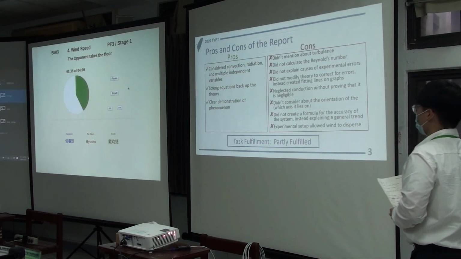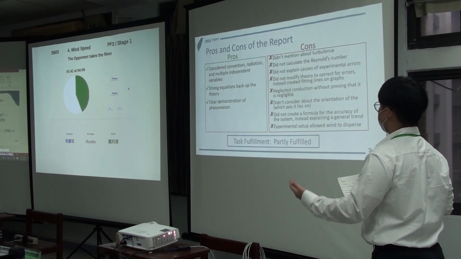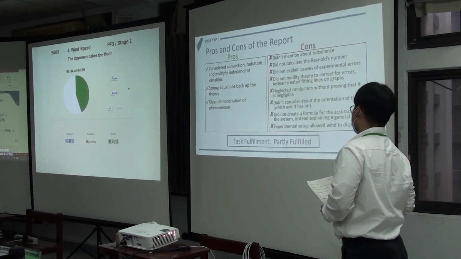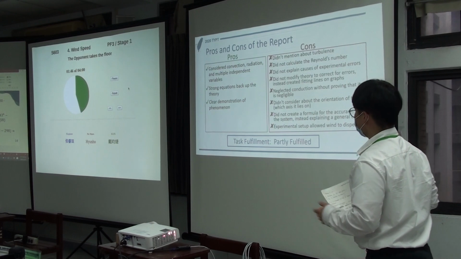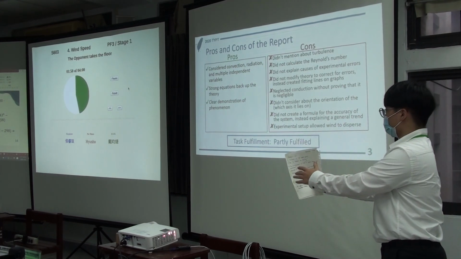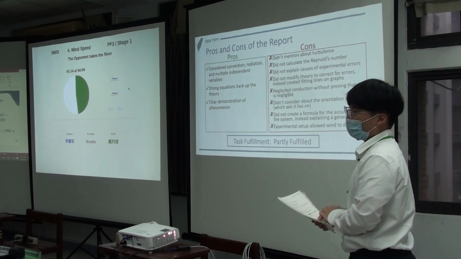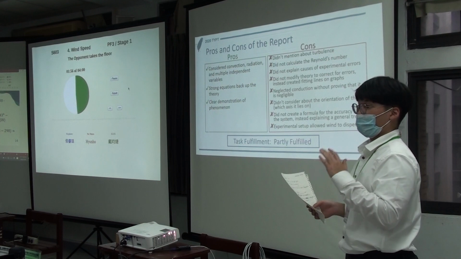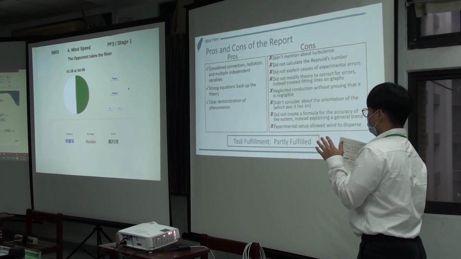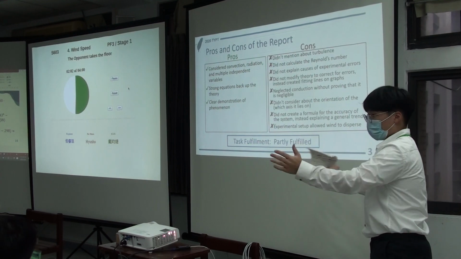She didn't create a formula for the accuracy of the system instead of just explaining a general trend. There are also some issues in the experimental setup, such as the wind keeps dispersing, not just going into it. She didn't assume that the wind speed is uniform. Because of the fan, there's a further issue that the wind can be dispersed before reaching the coil.